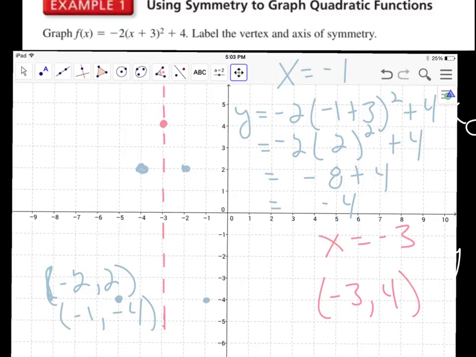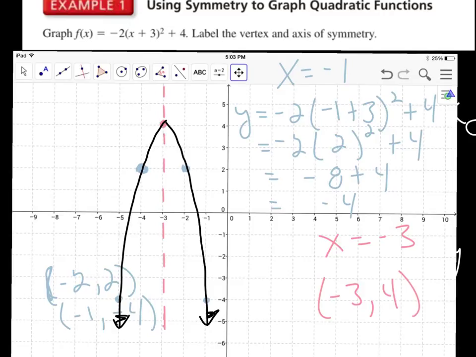Now I'm going to switch colors. I'm going to go to a black so you can see it. So now all you have to do is connect your dots. It has a nice steady curve like that, and then it has a curve that goes down like that. So that's a lot easier than using a table, using your transformations.